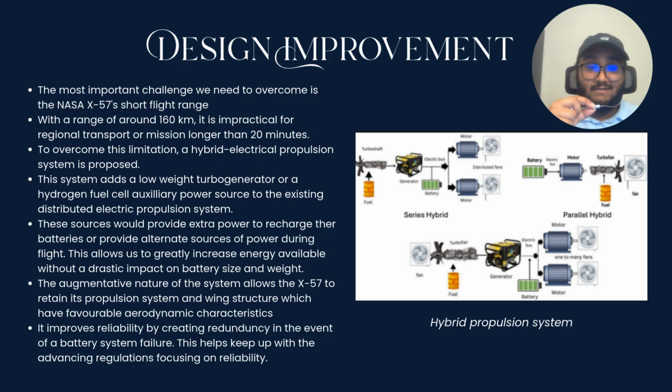The augmentative nature of the system means we add on to the existing propulsion system and wing structure instead of changing it, and we want to keep the wing structure as it has good aerodynamic characteristics. Electric aircraft are fairly new technology, and there are new regulations being made to address their reliability. So, the hybrid propulsion system helps keep up with that by making the aircraft more reliable and safer by introducing a redundancy which allows the aircraft to safely operate in case of a battery system failure.